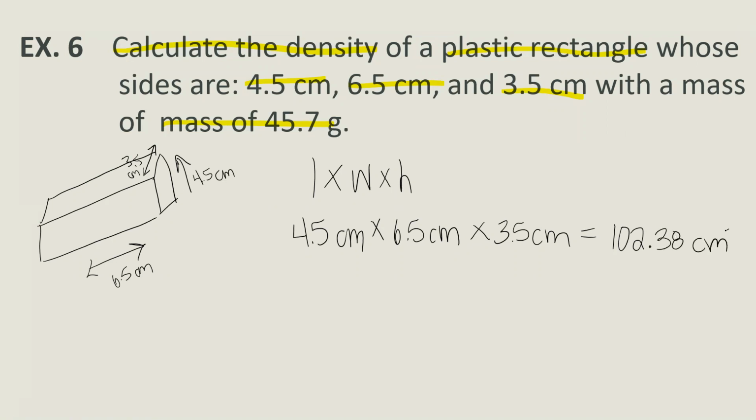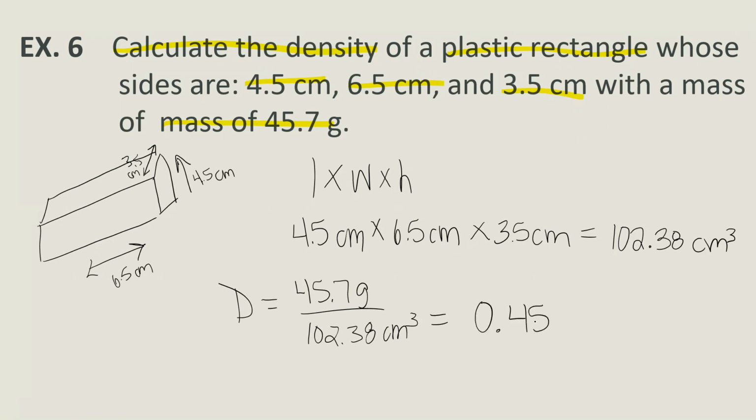102.38 centimeters cubed. Once again, that was my volume. I have my mass given to me in the problem. So now I plug it in, mass divided by volume, and I get about 0.45 grams over cubic centimeters. So that is using volume, length times width times height. Find that first, and then you just plug in to the density equals mass divided by volume.